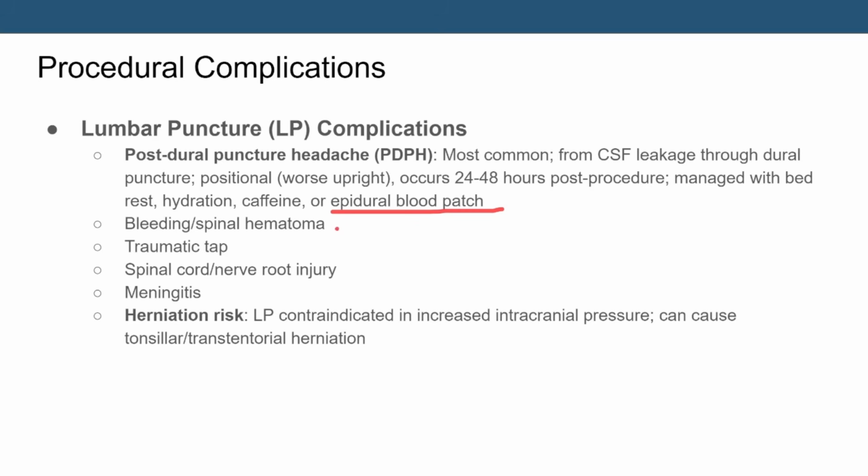You might also have bleeding and spinal hematomas, traumatic tap causing blood to come out, and spinal cord injury, nerve root injury, meningitis, and herniation risk, which is important. Lumbar puncture is contraindicated in increased ICP, increased intracranial pressure, because it could cause herniation, such as tonsillar or transtentorial herniation.